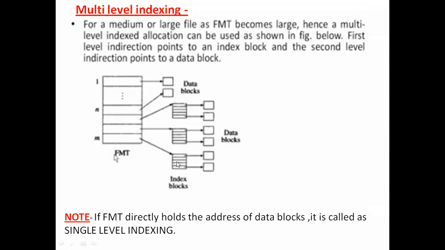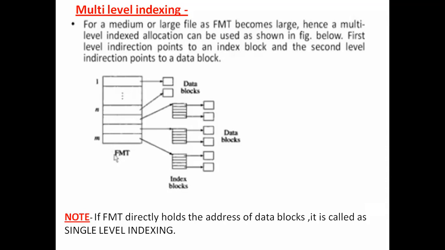These index blocks do not contain any sort of data. Instead, they contain the pointers to these data blocks, as indicated by these lines. So you can see that the FMT, the file map table, contains the addresses of the index blocks, and in turn these index blocks contain the addresses of the data blocks. This can be called two-level indexing. So for medium or large files, as the size of the FMT table becomes very large.